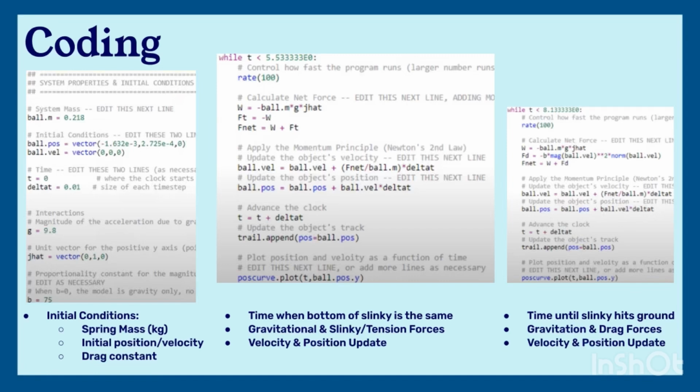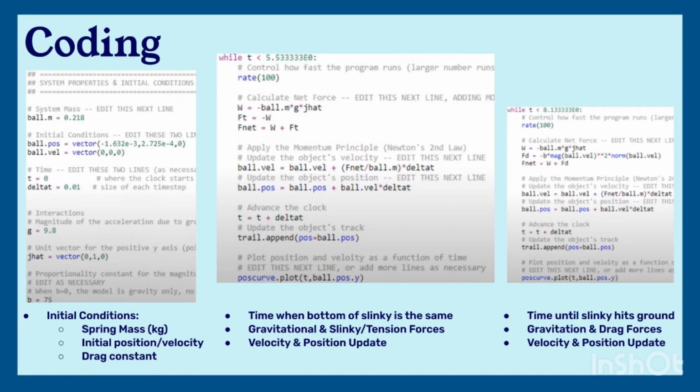Here is my GlowScript code to simulate the video of the falling slinky. In this code, I inputted the initial conditions of the spring's mass, the initial position, and velocity, as well as the drag constant, determined to be 75. This drag constant includes the fact that the slinky is falling through the air, so there's going to be drag working against it, and through trial and error, we found that value to be 75.